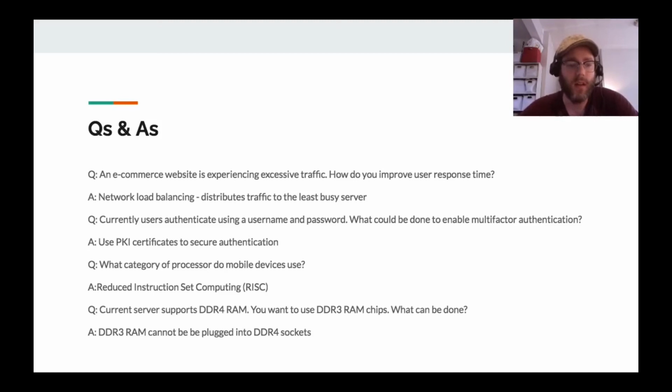Okay, so an e-commerce website is experiencing excessive traffic. How do you improve user response time? So network load balancing. Basically, you distribute traffic to the least busy server. Currently, users authenticate using a username and password. What could be done to enable multi-factor authentication? So if you use certificates, PKI certificates, that would be something that you have versus something that you know, which is a username and password.